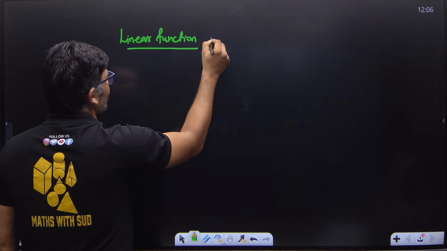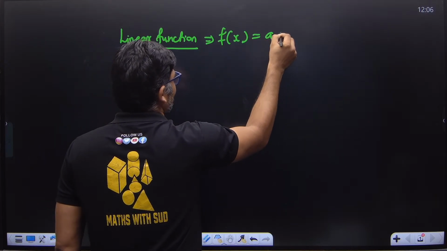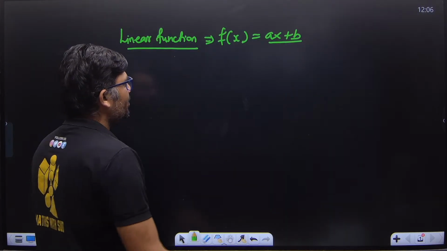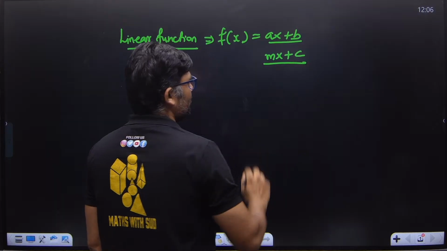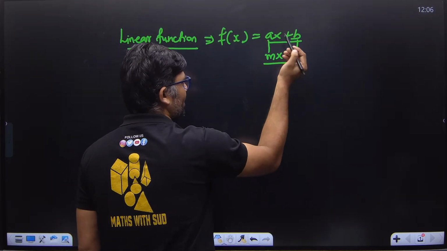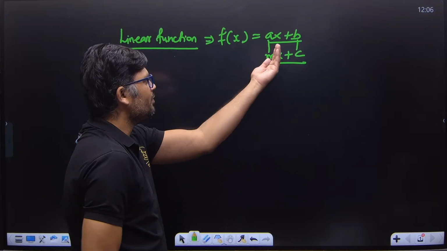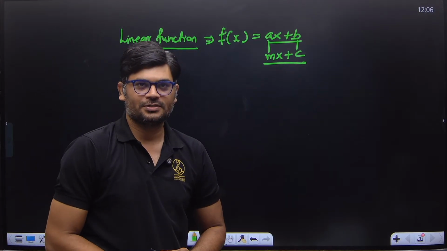The graph of a linear function f(x) is ax plus b. You can name it as mx plus c as well. So these variables don't play any importance. What is important is that there has to be one coefficient of x and there has to be one constant.